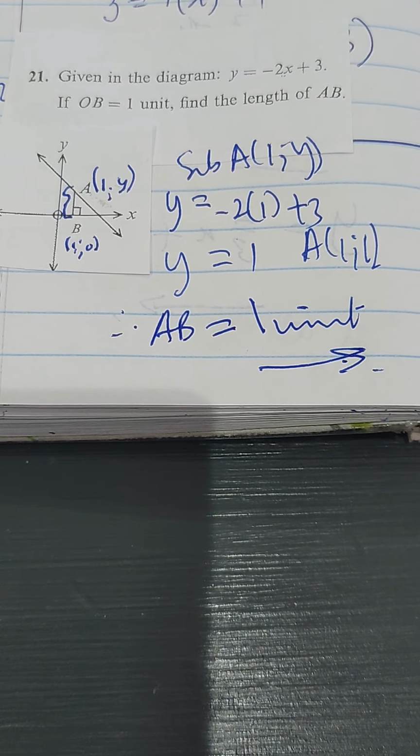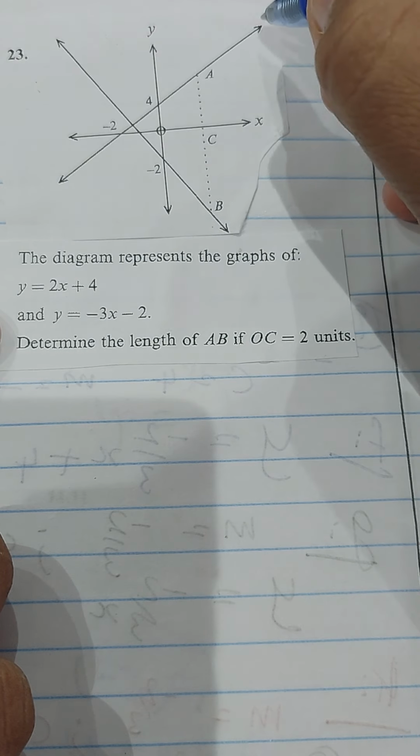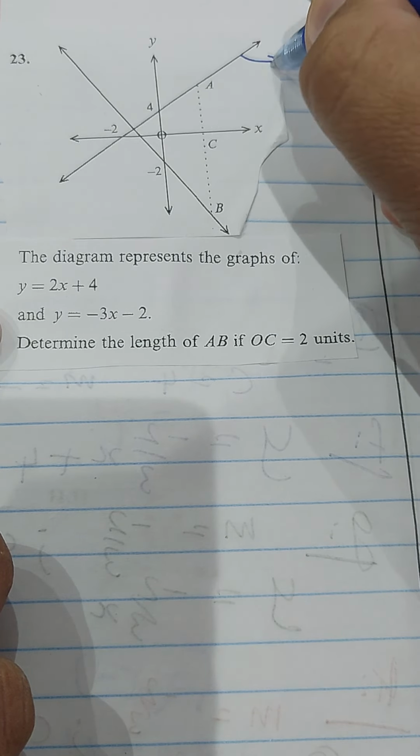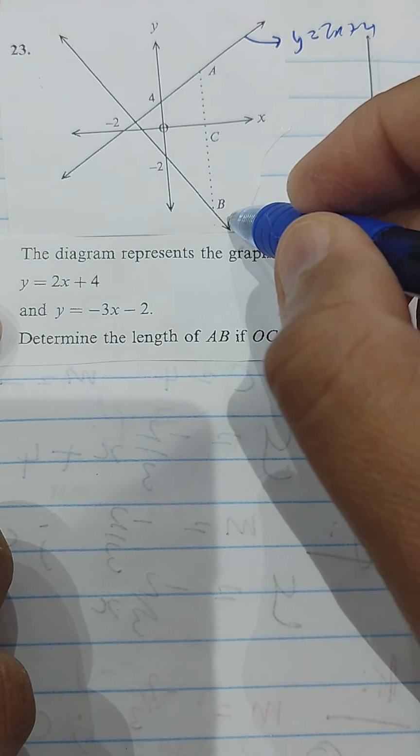Okay, for 23, we are told that the diagram represents y equals 2x plus 4. Now we know this is that graph, y is equal to 2x plus 4. Why do we know it's that graph? It has a positive gradient and the 4 is your y-intercept.